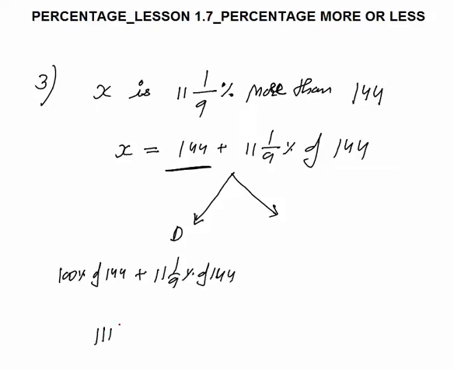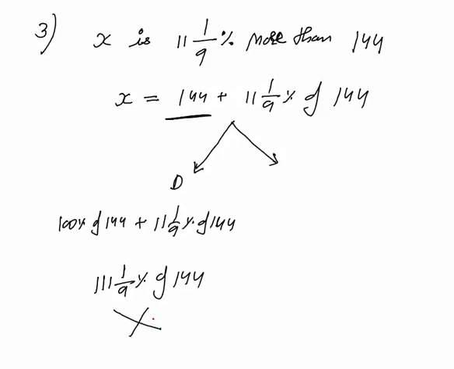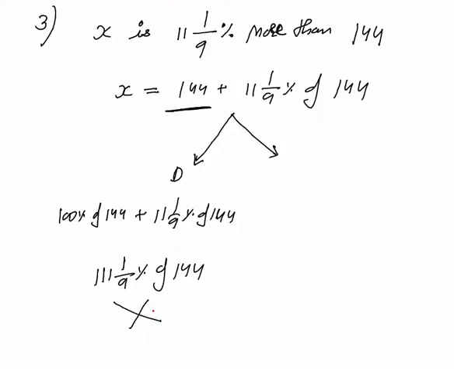You will get 111 1 by 9% of 144. This will not serve our purpose because if we convert it into a decimal it will be very complicated. This becomes 1000 by 9. This decimal, it's very difficult to write. So that's why I told you it's very important to remember all the three ways.